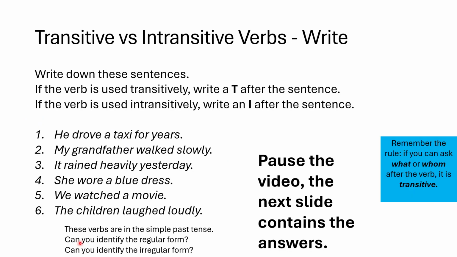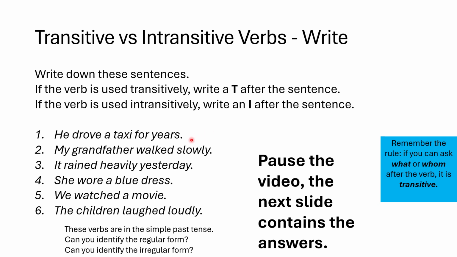Write down these sentences. If the verb is used transitively, write a T after the sentence. If the verb is used intransitively, write an I after the sentence. Remember the rule: if you can ask what or whom after the verb, it is transitive. I will read the sentences to you.